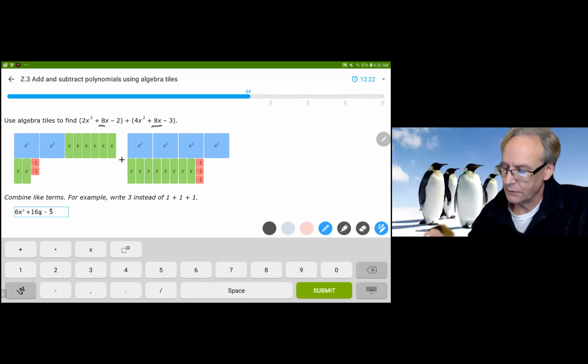In this one, we're adding, and it looks like we've got 8, 9, 10, and 4 more makes 14. It's so much easier not to count them, but there you have it. I've got 1, 2, 3, 4, 1, 2, 3, 4, 5, 6, 7, 8 negative x's. Minus 8x, and then I've got 1, 2, 3, 4, 5, 6, 7 units. That's all.